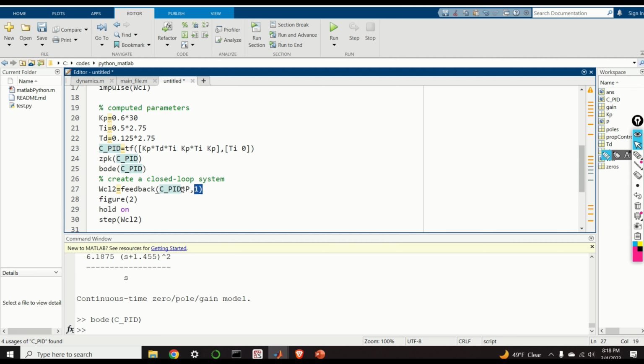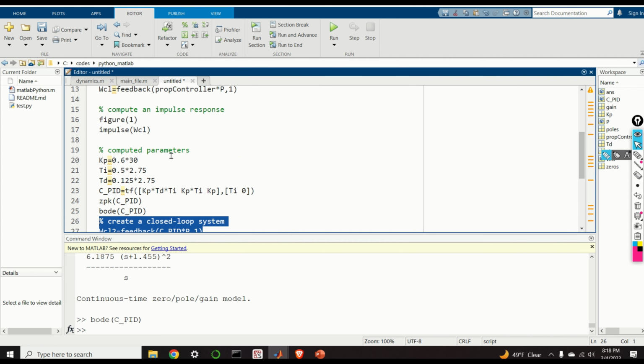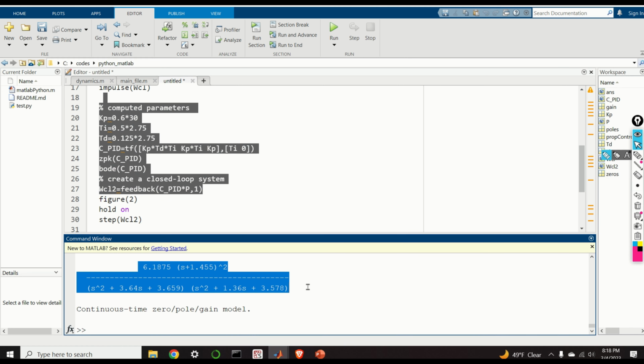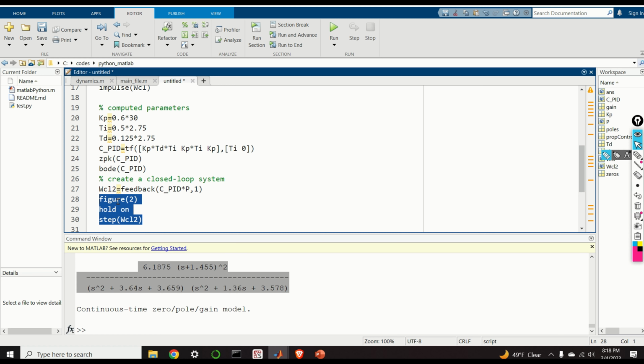Next, we create a closed loop system by using the newly defined PID controller. So let's see what happens. Here's the new closed loop system, and we simply simulate our controller in the second graph.